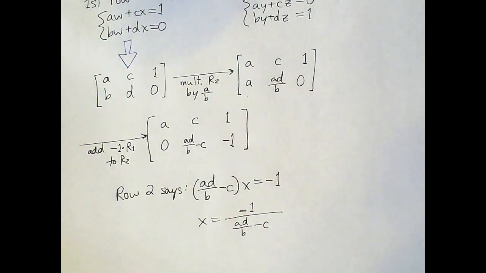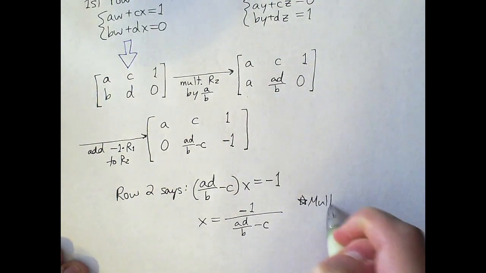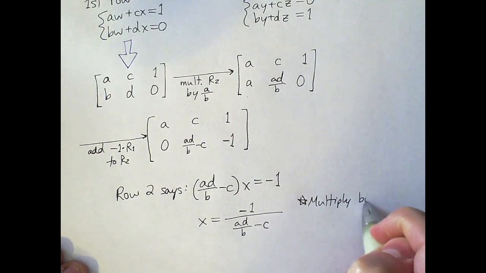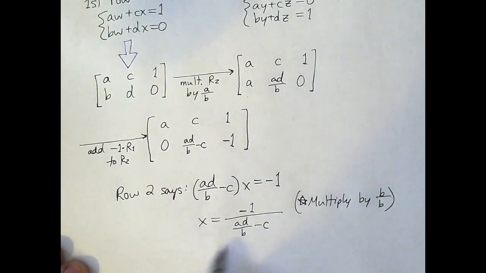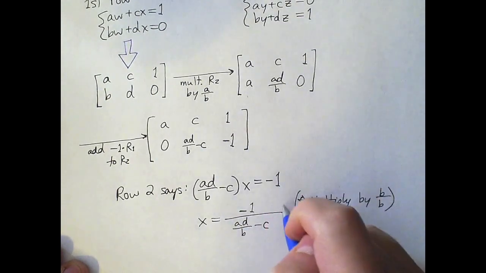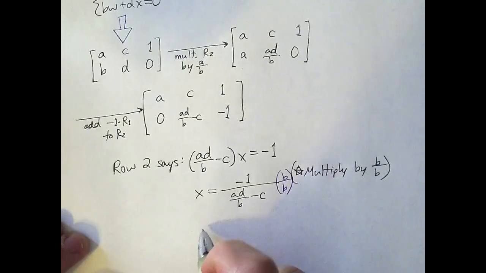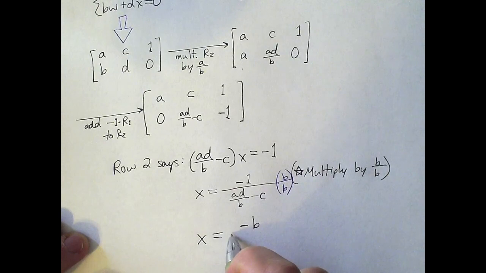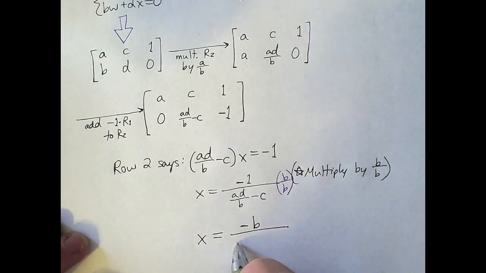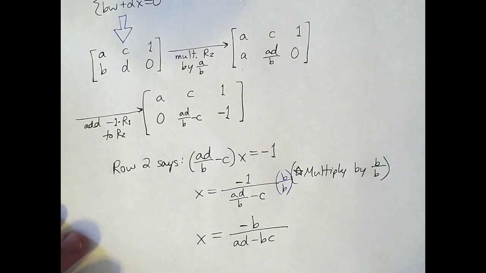But I have a fraction inside a fraction, so what I'm going to do to fix this up is I'm going to multiply by b over b. If I multiply this by b over b, here, I'll show you. Let's just do it. B over b. That's going to simplify it, right? So x equals, the numerator becomes -b. The denominator becomes AD minus BC. And I like this better because it doesn't have any fractions inside of a fraction.